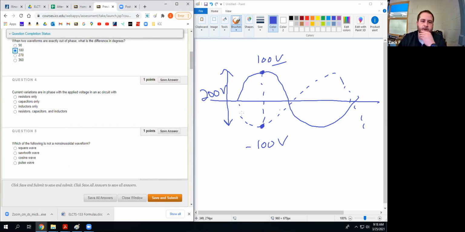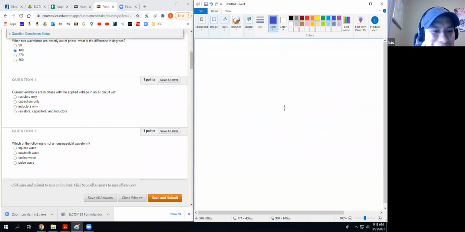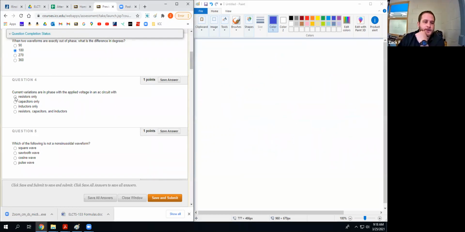Current variations are in phase with the applied voltage in an AC circuit with... Remember that one? Another way to ask this question would be, what type of circuit would have current and voltage in phase with each other? The answer to this one is resistors only.